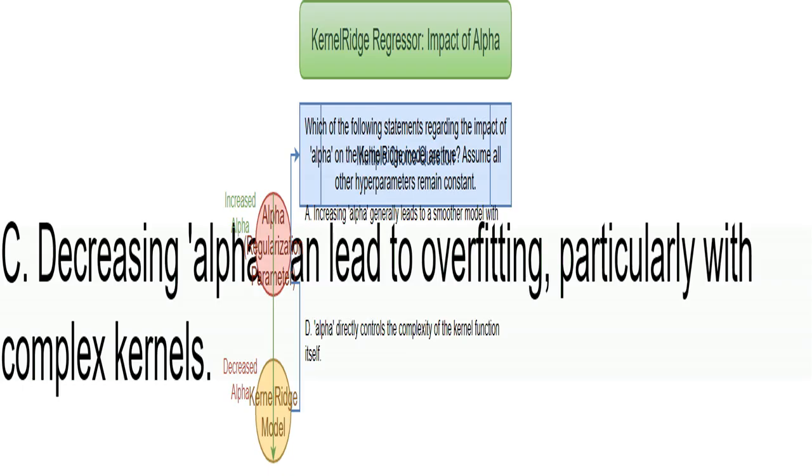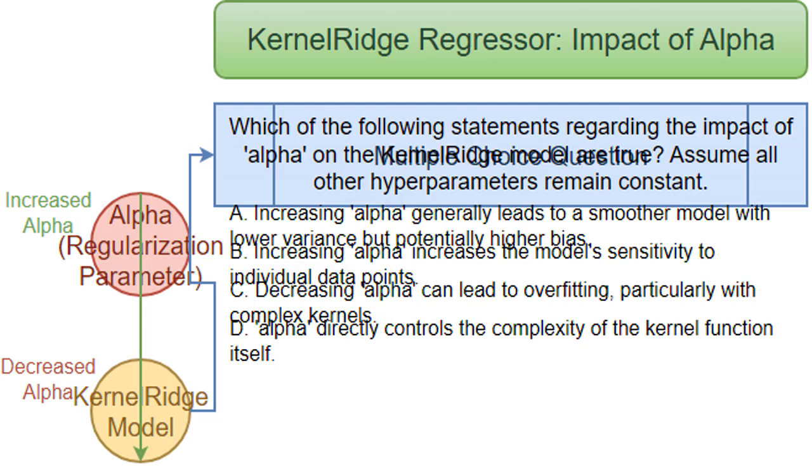I see alpha as a tuning knob. It controls how much I penalize a complex model. A larger alpha means I strongly prefer simpler models. A smaller alpha means I'm more lenient, and potentially riskier. Think of it like this. A large alpha is like saying, keep it simple, stupid. While a small alpha is, let's try to capture every little detail. This is the main topic.